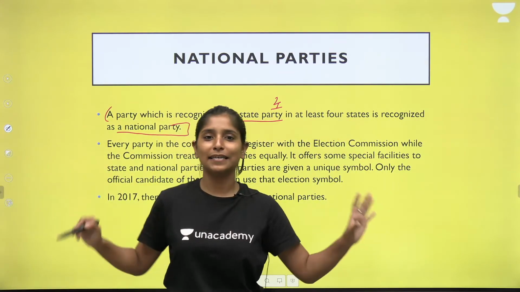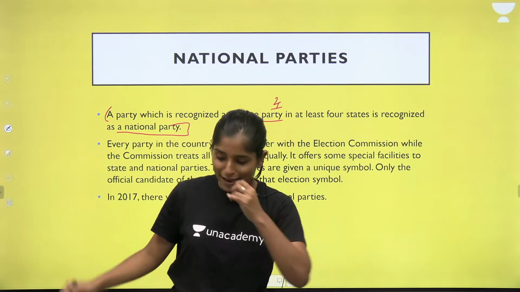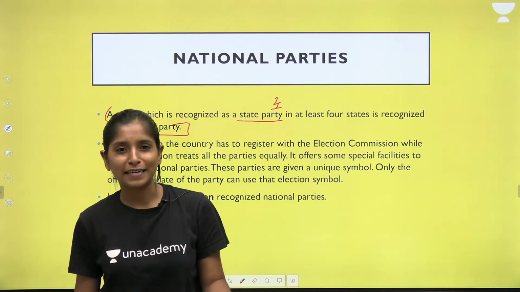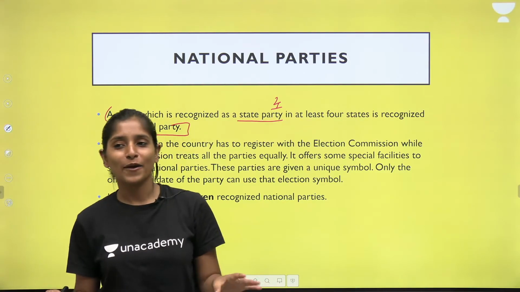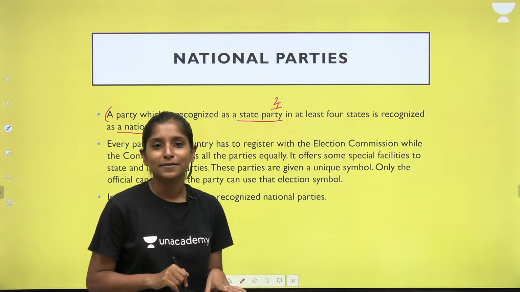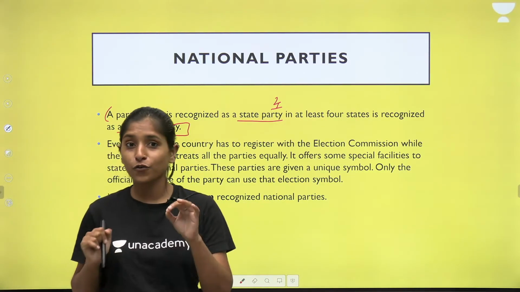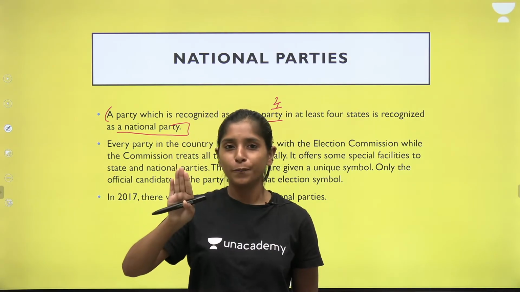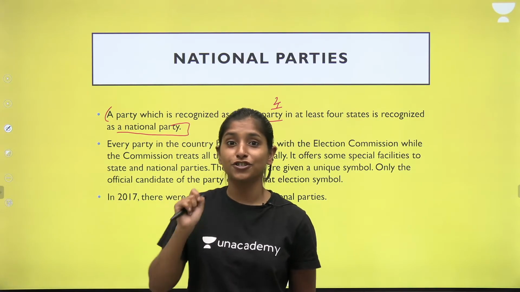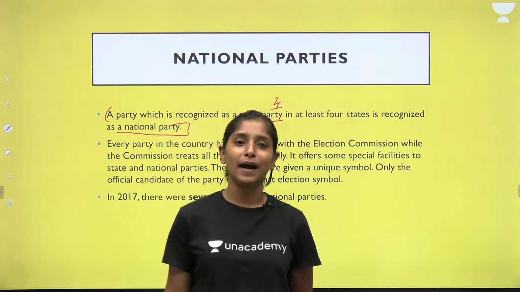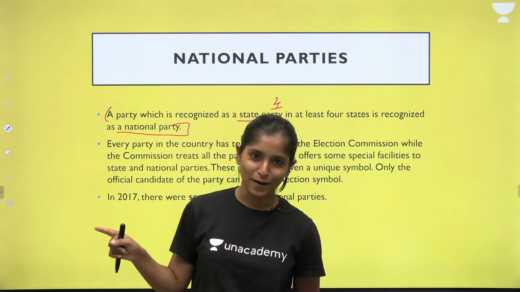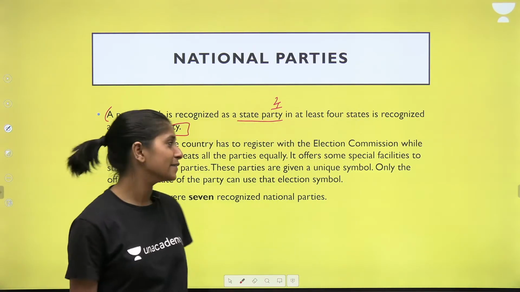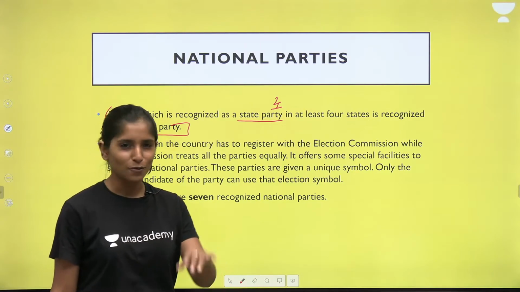Suppose मैंने अपनी एक party start करी, the Shweta party, right? Now I want to make my Shweta party a national party. Okay, how can I do that in India? I have to win elections in at least 4 states. समझ रहे हो? मुझे 4 स्टेट में इलेक्शंस जीतने पड़ेंगे to recognize my Shweta party as a national party. Well, I'm just kidding. I will not be naming my party after my name. I will be keeping something cool, but not that.